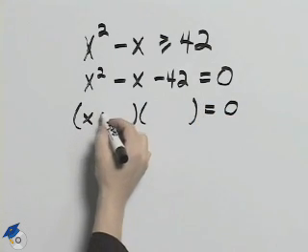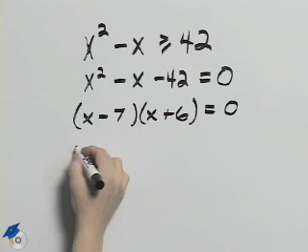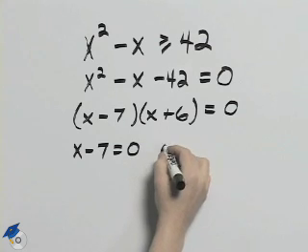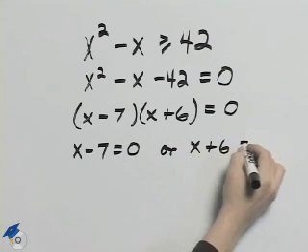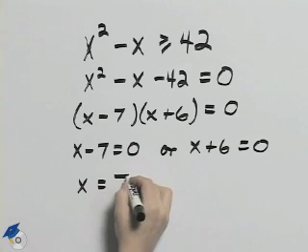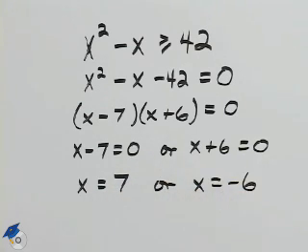We'll have x minus 7 times x plus 6 equals 0. Now using the zero factor property, x minus 7 equals 0 or x plus 6 equals 0. We'll add 7, so we'll get x is equal to 7 or x is equal to negative 6.